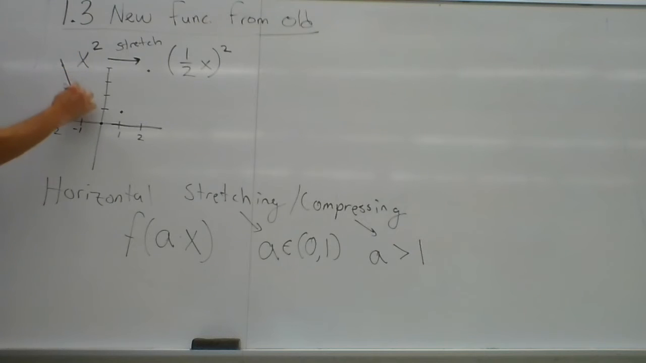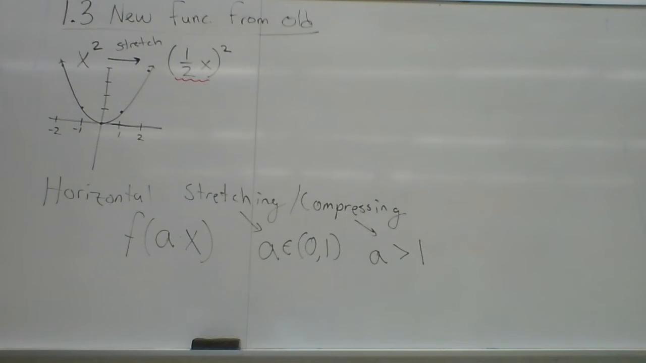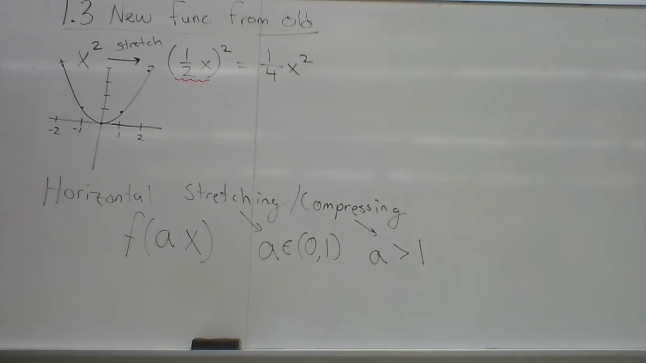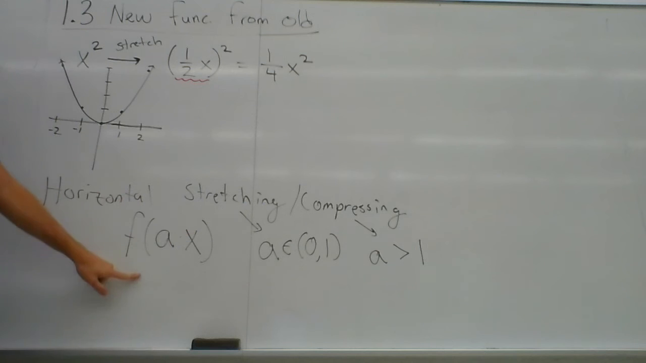So our graph originally has this nice shape to it. This is x squared. This is going to be in red now. (1/2 x) squared is the same as 1/4 x squared. So maybe you're seeing a relationship here between horizontally stretching and compressing and vertically stretching and compressing. This graph is going to be the same as a vertically compressed graph. You take this and you vertically compress it 1/4 times. That's going to be identical to horizontally stretching it 1/2 times. Okay, so there are some relationships between these two things.